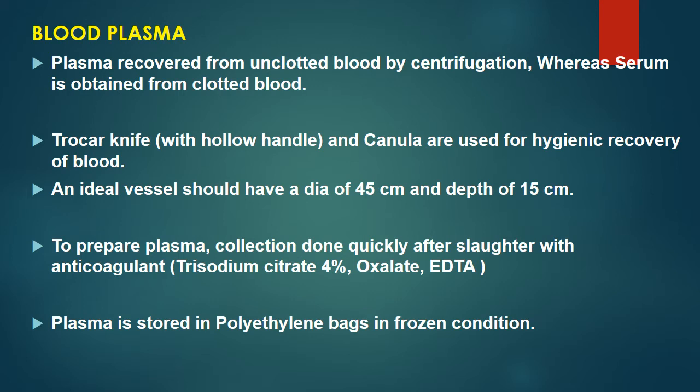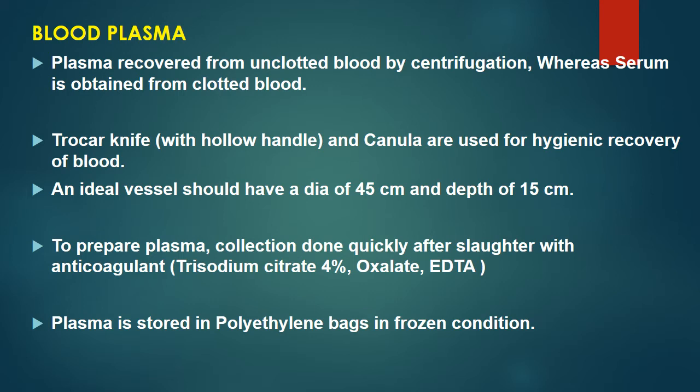When we want to use it for human consumption as food, then it is better to use a new method of blood collection, called the trocar knife and cannula. This will be fitted directly into the large blood vessel and the blood will be collected directly, like a milking machine. So it is the most hygienic recovery of blood for food use. Otherwise, during normal bleeding, the blood can be collected in an open vessel.